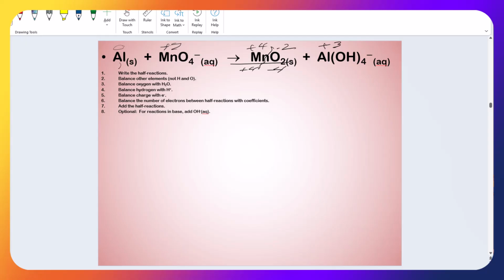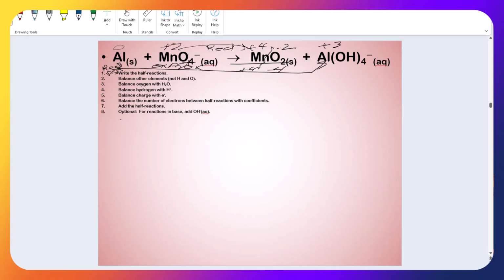So aluminum is going from 0 to +3. That's clearly oxidation, which makes aluminum the reducing agent. Okay. Permanganate, manganese is going from +7 to +4. Its oxidation state is being reduced. +4 is lower than +7. That makes permanganate the oxidizing agent.